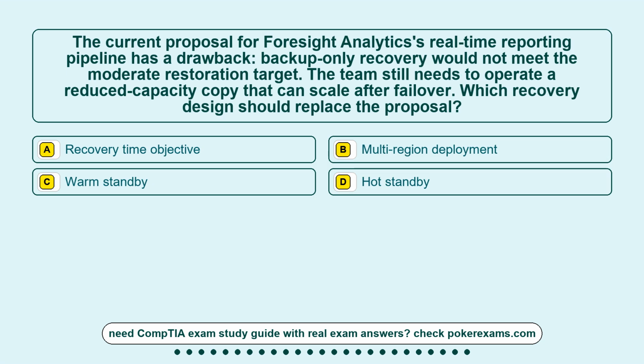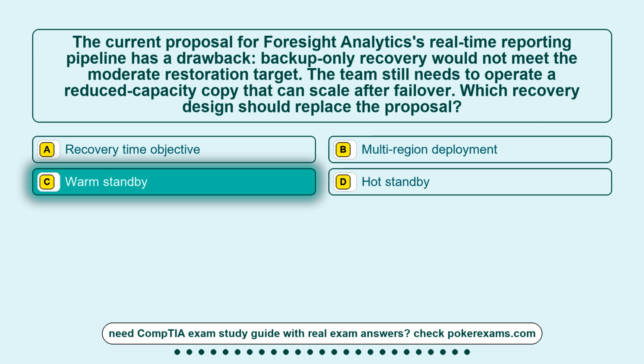Question 6. The current proposal for Foresight Analytics' real-time reporting pipeline has a drawback: backup-only recovery would not meet the moderate restoration target. The team still needs to operate a reduced capacity copy that can scale after failover. Which recovery design should replace the proposal? Option A, recovery time objective. Option B, multi-region deployment. Option C, warm standby. Option D, hot standby. The correct answer is option C, warm standby.